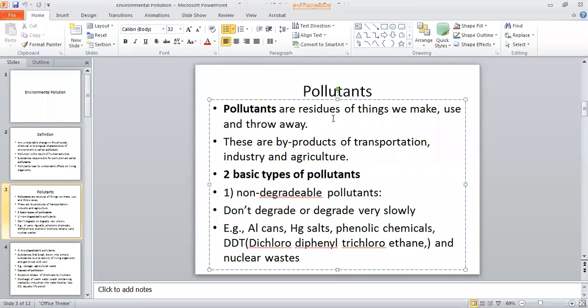What are the pollutants? These are the byproducts of transportation, industry, and agriculture. Byproducts are the things which are produced in addition to the products which you want to get from a certain thing. There are certain additional materials which are formed, and they are a form of waste, so they will be added to the environment, serve as pollutants, and destroy our environment.